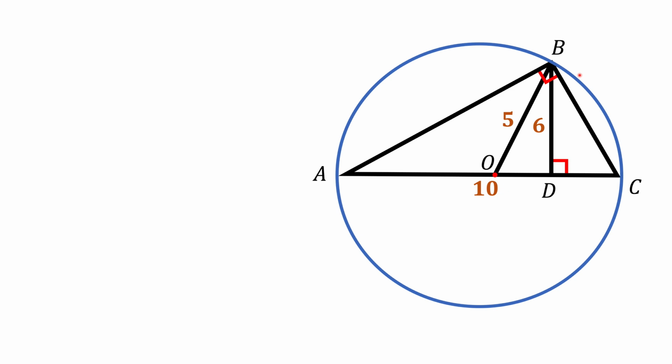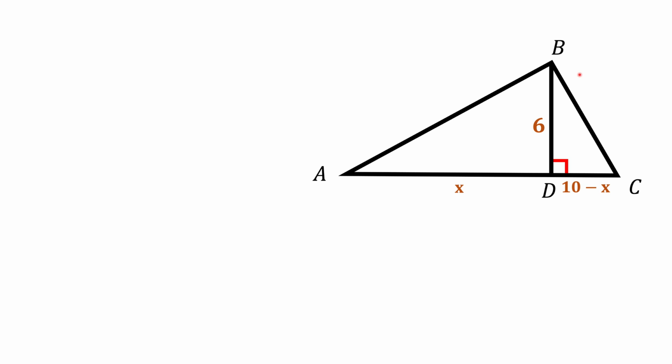So let's investigate that. Let's look at our problem again. Now we're not going to assume that this angle at the top is 90 degrees. We will say that this length AD is x. In this case, length CD will be 10 minus x. We're still going to have altitude BD of 6. Now we're going to denote the left part of angle B as alpha, and the right part of angle B as beta.